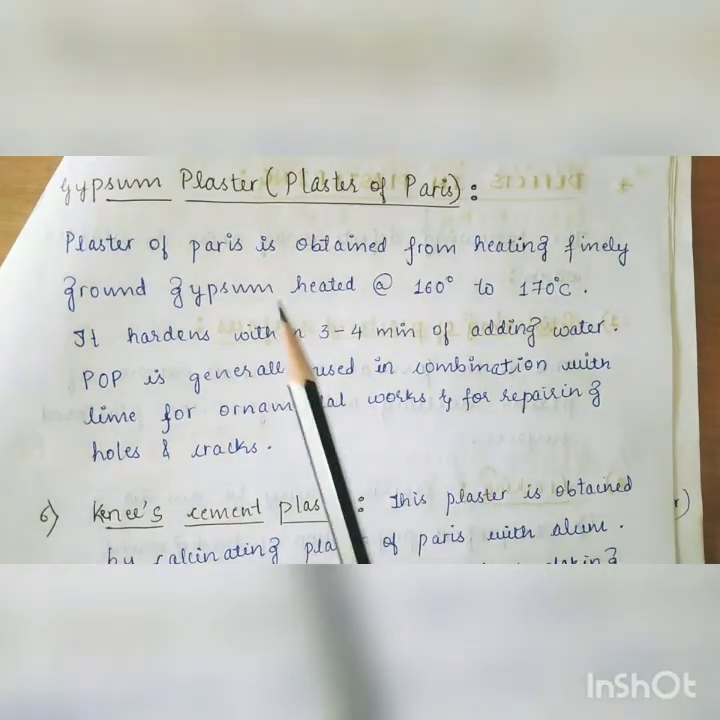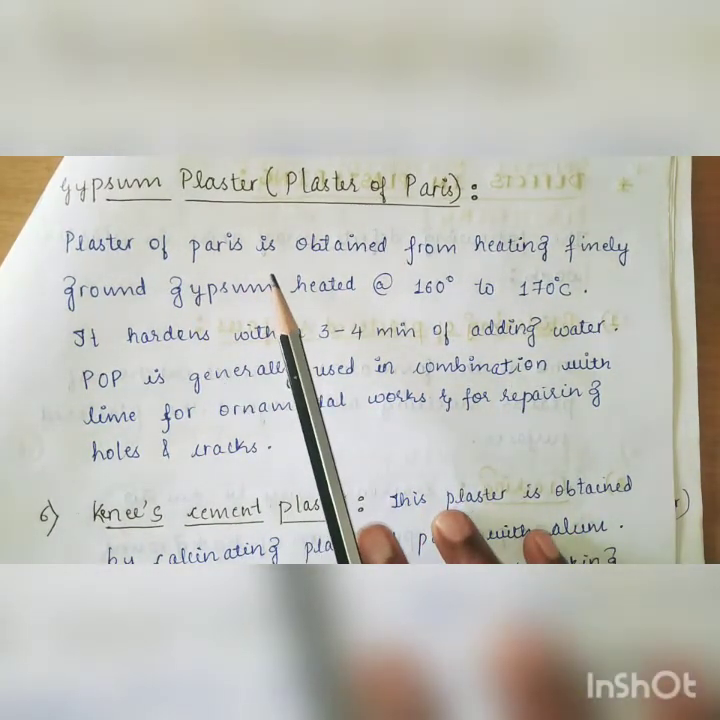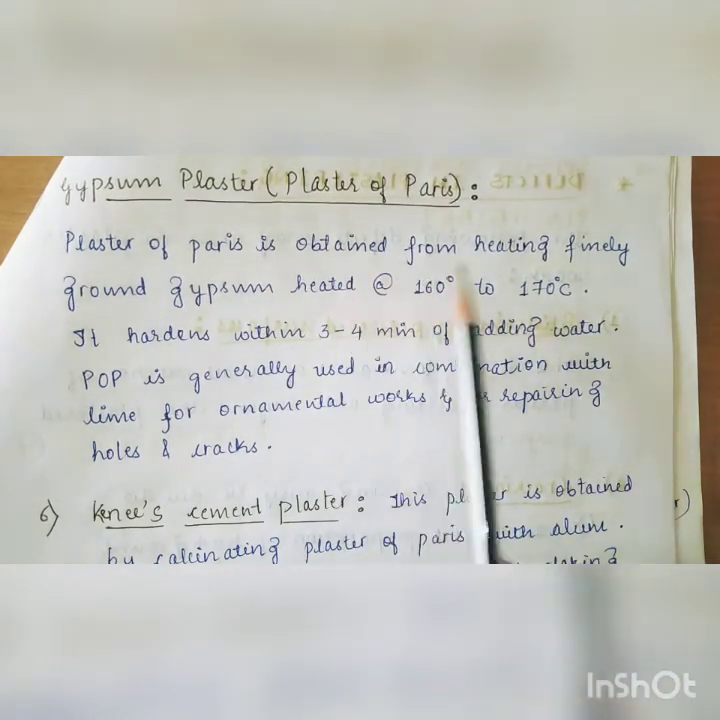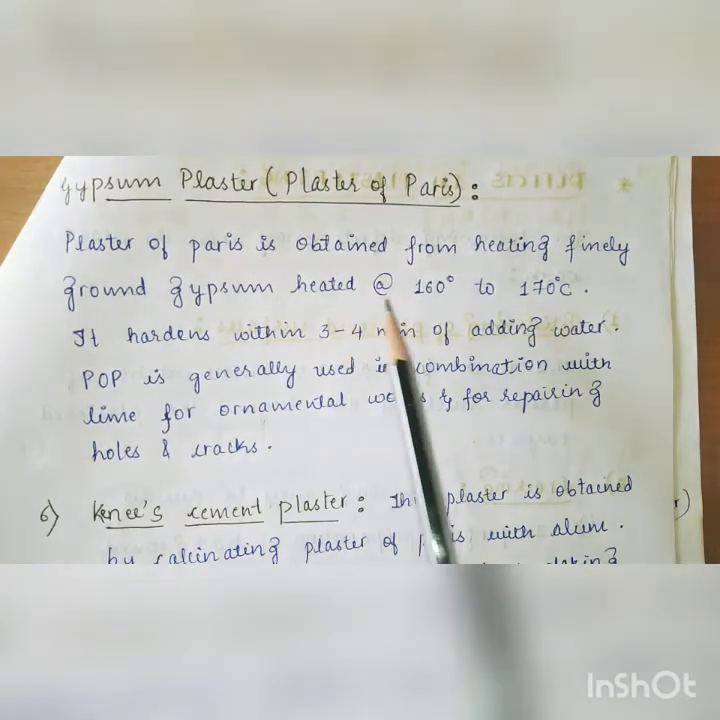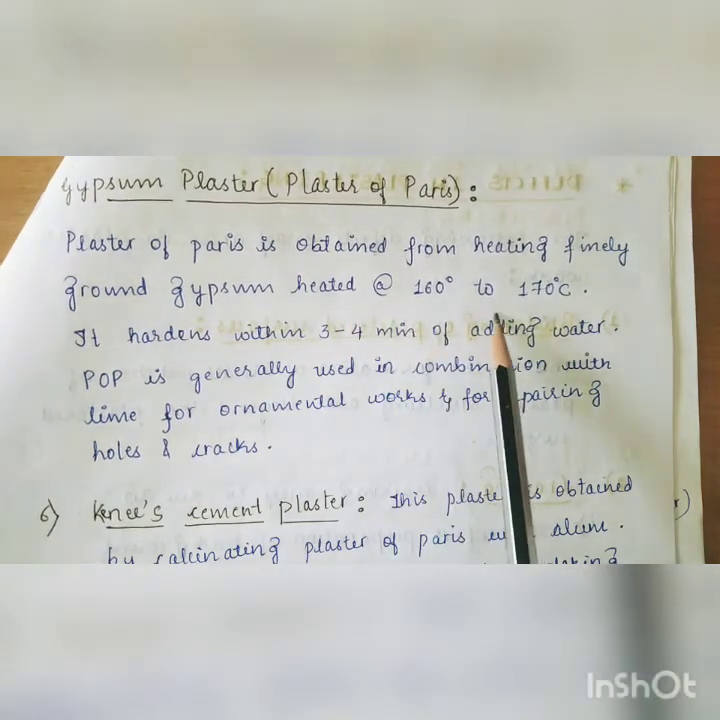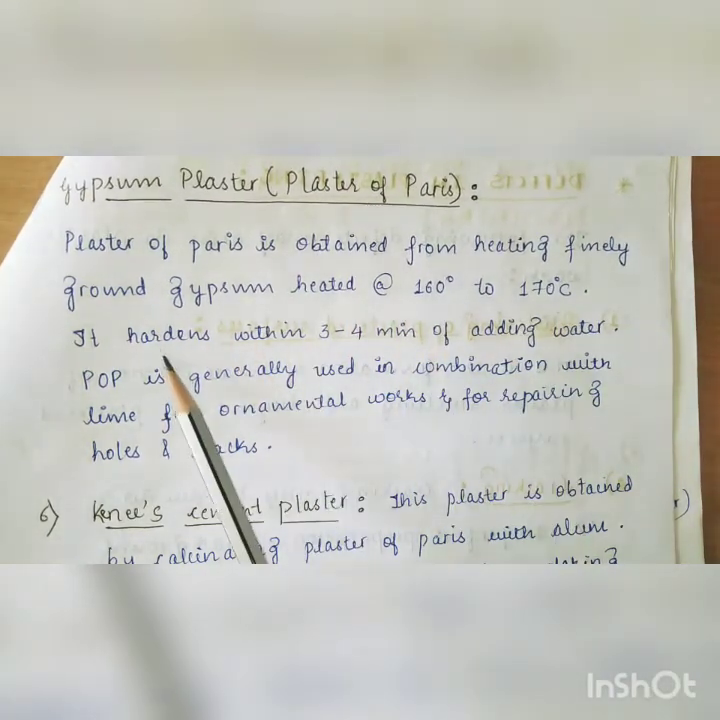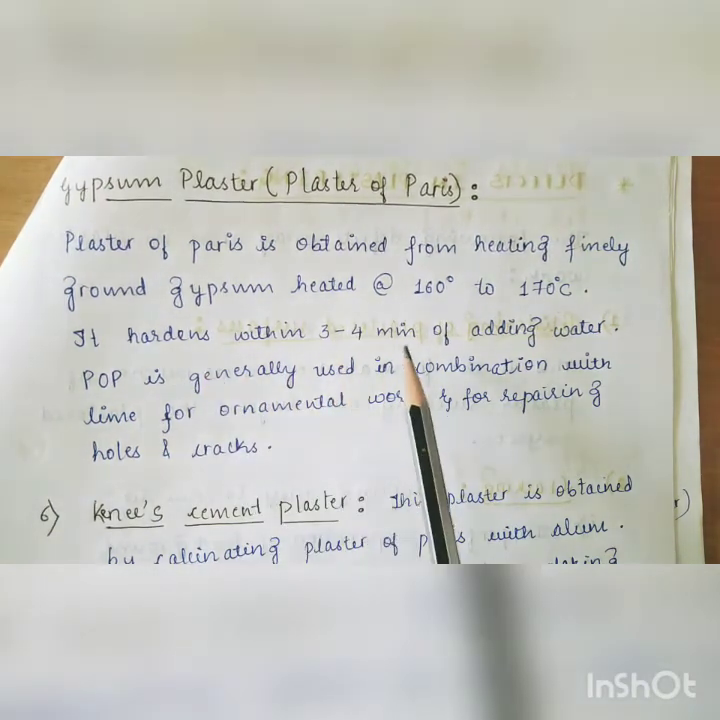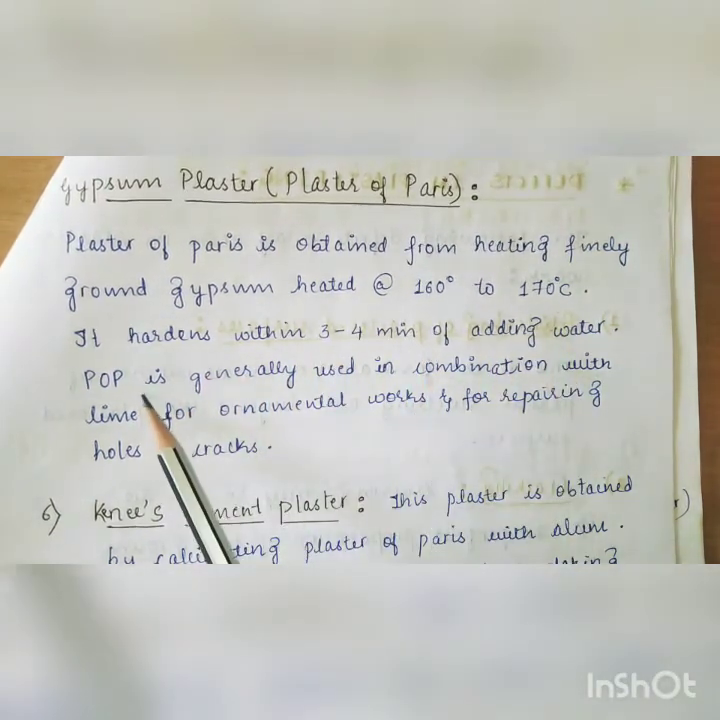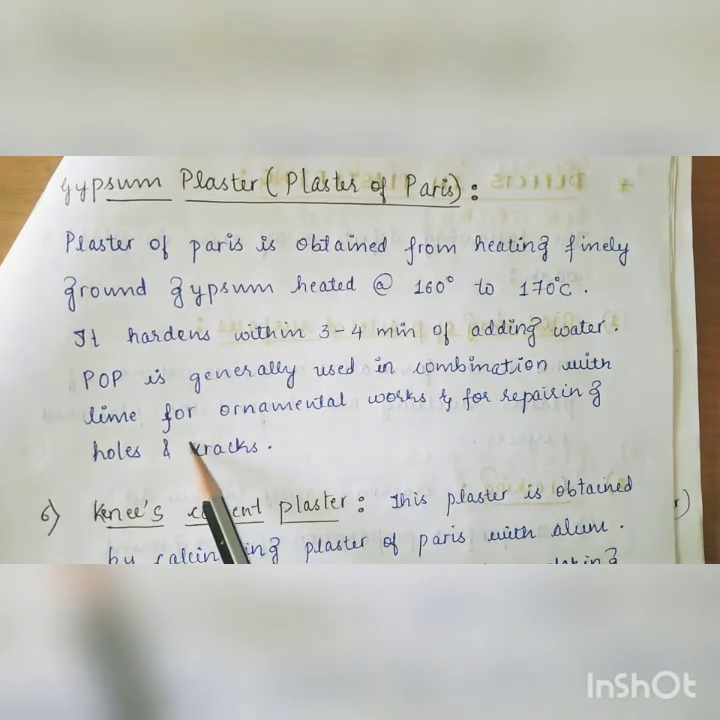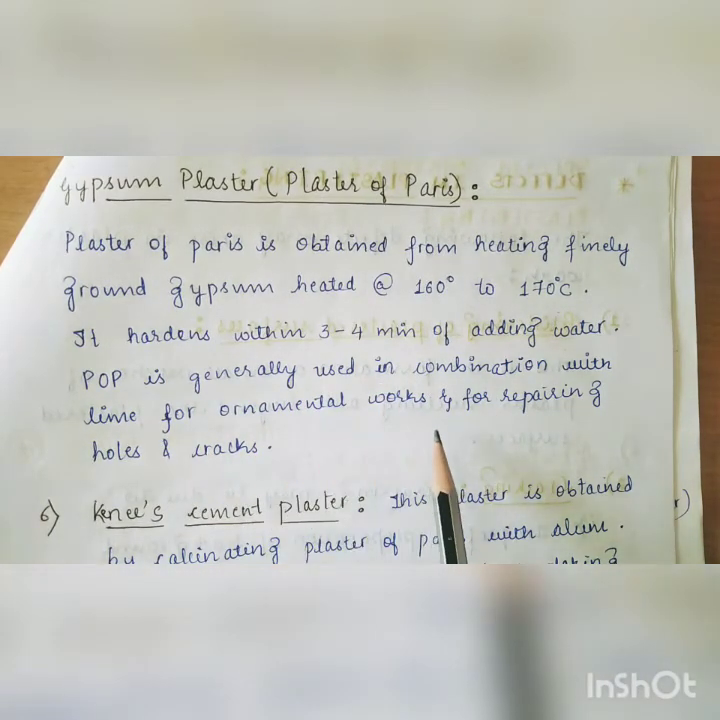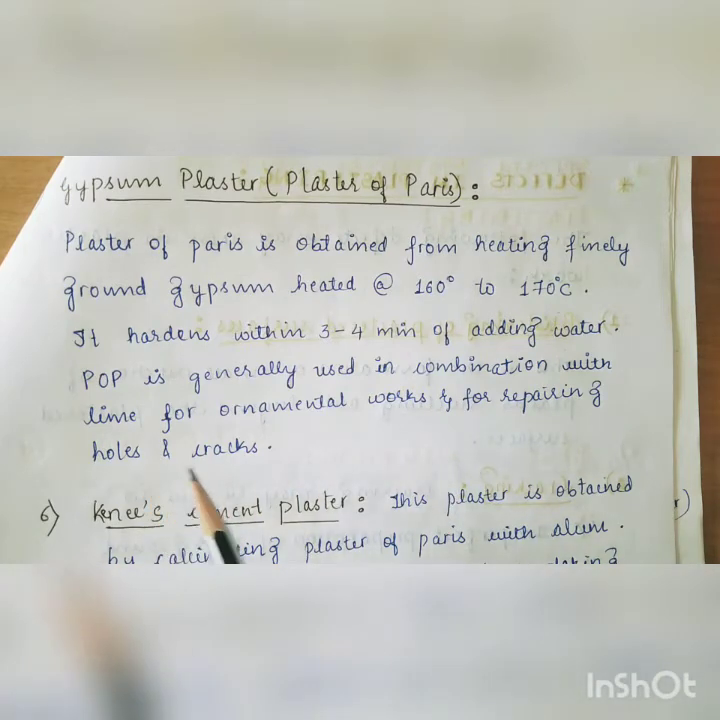So in the gypsum plaster, the plaster of Paris is obtained from heating finely ground gypsum at 160 to 170 degrees Celsius. It hardens within 3 to 4 minutes of adding water. POP is generally used in combination with lime for ornamental works and for repairing holes and cracks.